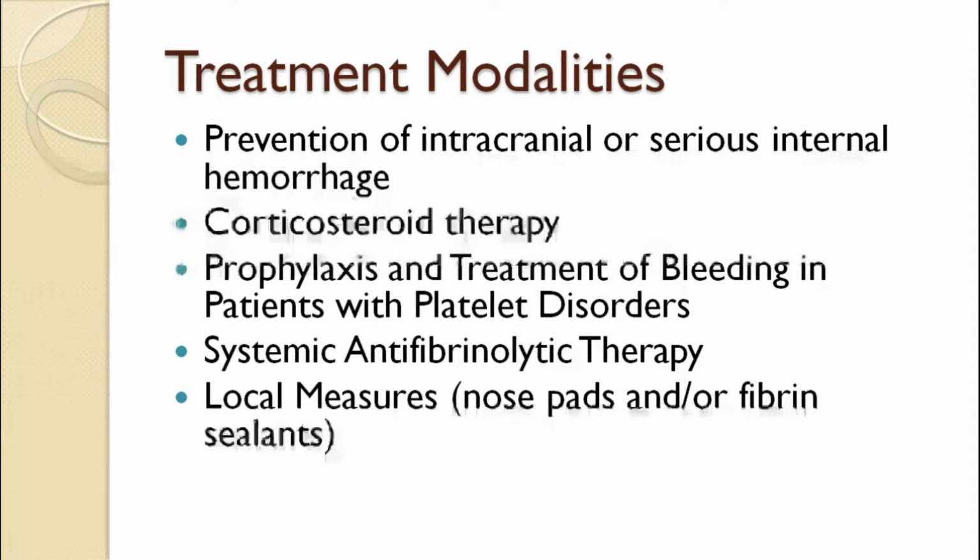Local bleeding such as nose or gum bleeding in patients with platelet disorders may usually be stopped with conservative local measures, including nose pads or fibrin sealants, which contain fibrinogen, thrombin, factor VIII, and aprotinin, or fibrin-coated collagen fleece.